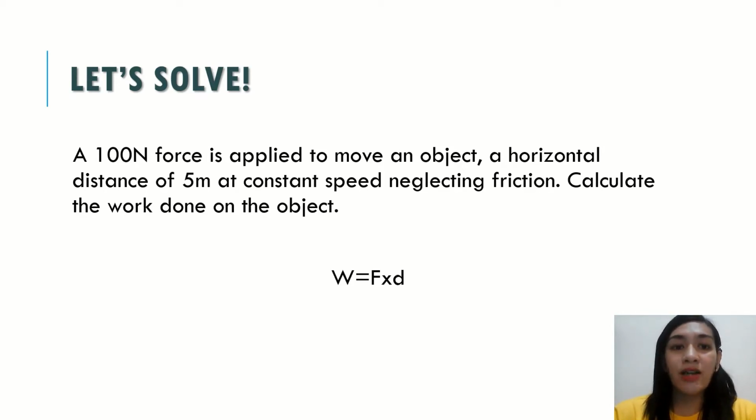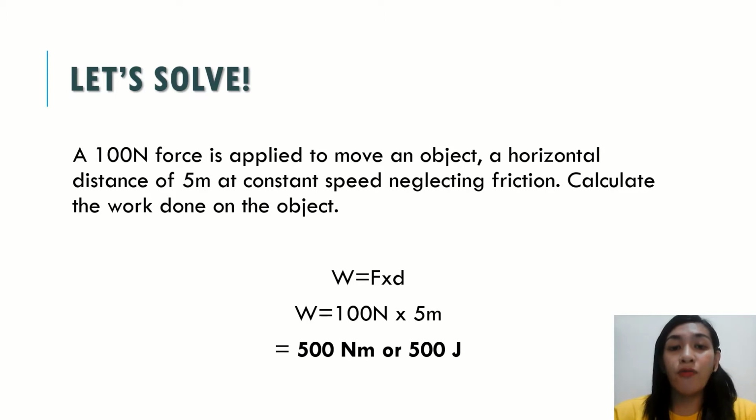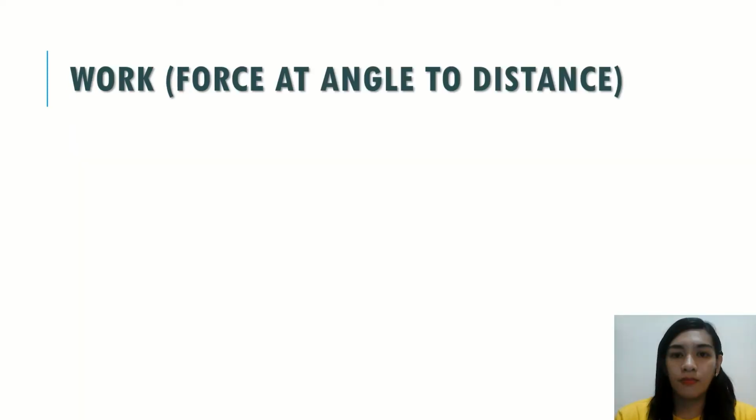So let's try solving now. Work is equal to force multiplied by distance. That is our formula, and then we substitute the values. Our force is 100 newtons and the distance is 5 meters. Multiplying these, we have work as 500 newton meters or 500 joules. This is the total work done on our object.